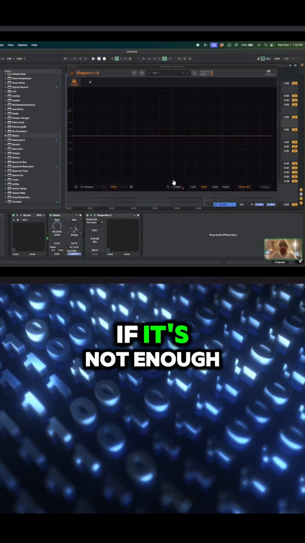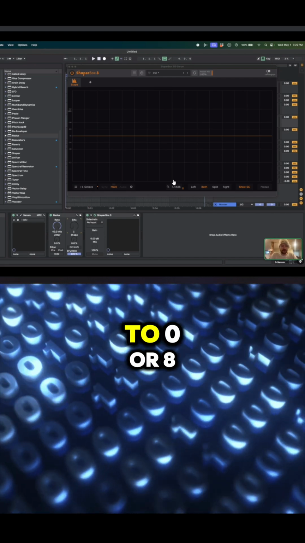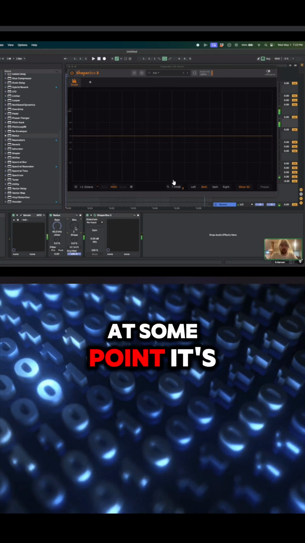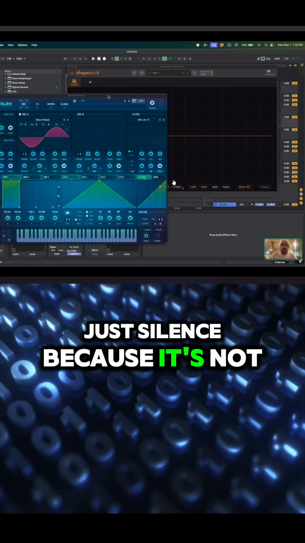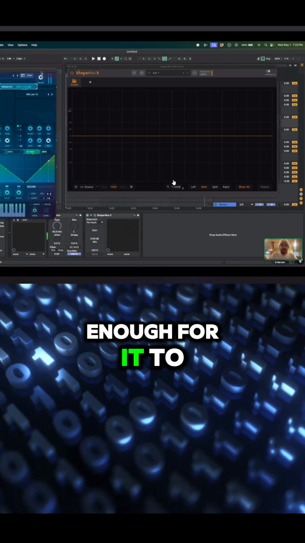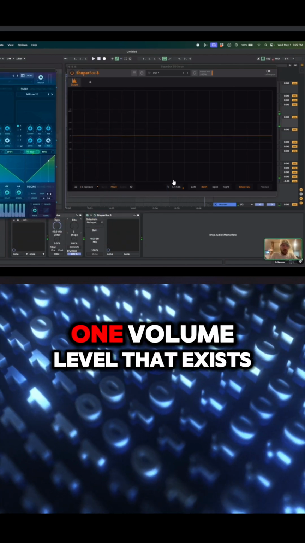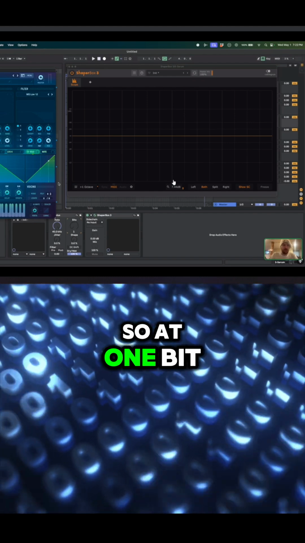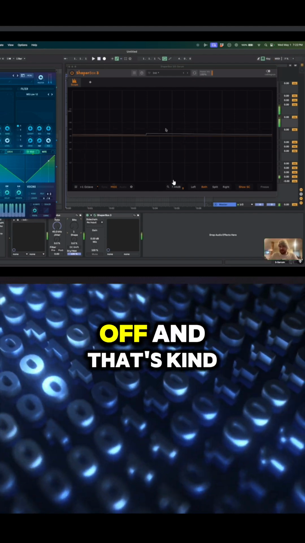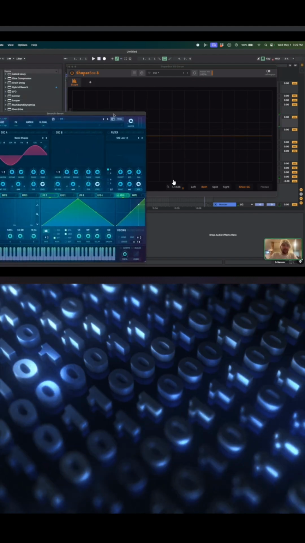And if it's not enough, like if I bring this down from 8 to 1, at some point it's just silence because the input isn't loud enough for it to jump to that one volume level that exists. So at 1 bit it's either on or off. And that's kind of what it looks like here.